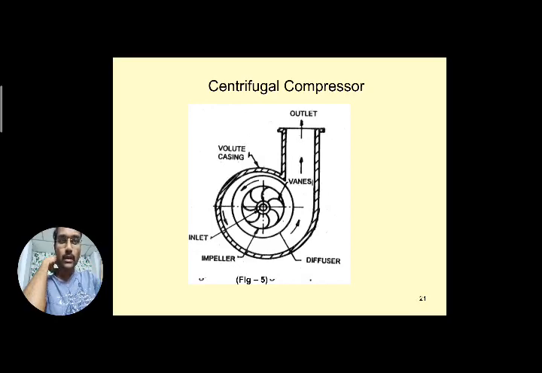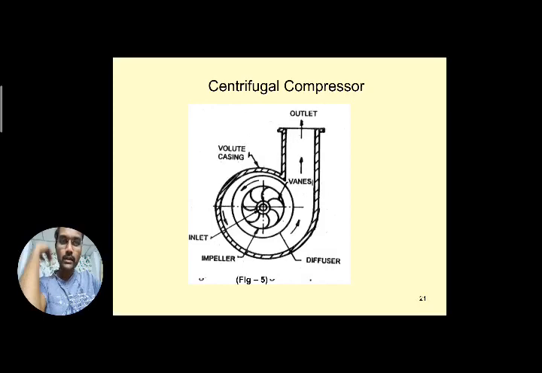Right. The ultimate aim is to increase the pressure. The more the cross section, the more the pressure you can obtain. We reduce the kinetic energy, meaning the velocity is reduced, and more pressure energy is obtained. So these are the components of the centrifugal compressor: the inlet or eye of the impeller, curved vanes, a diffuser, and a volute casing, with the inlet at the center and the outlet at the outer section.